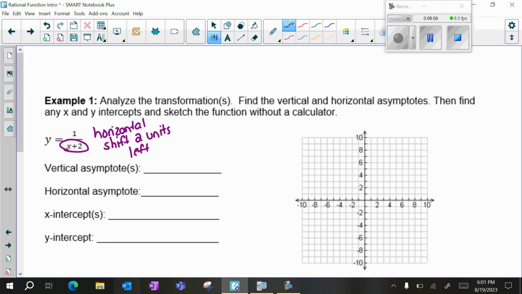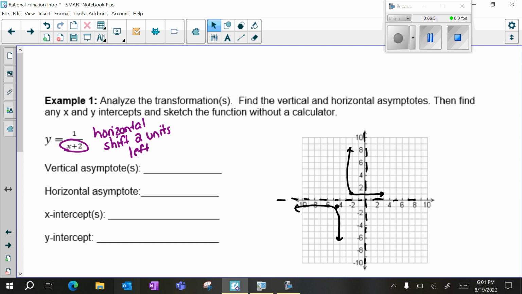So I'm just going to briefly sketch in my original function. My original function, the parent function, looks like this. A little bit more of a curve. But now I'm taking this entire function and I'm moving it left 2 units. So although it didn't move, my asymptote is going to move with me. And that is my new function.